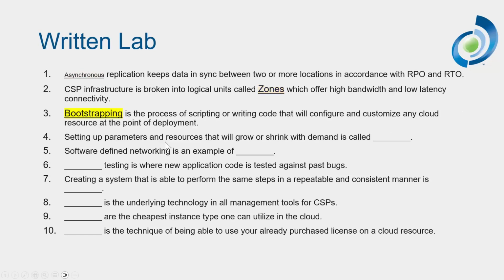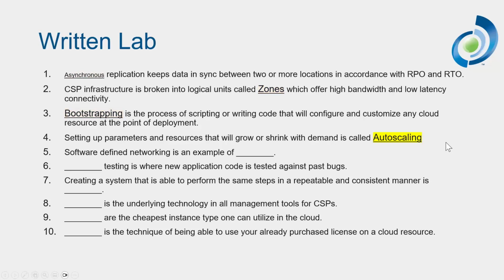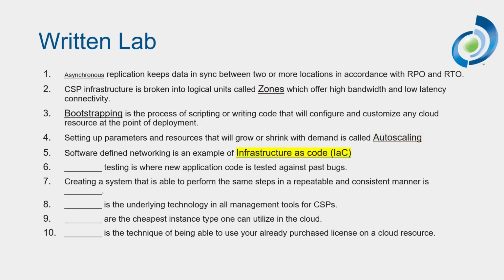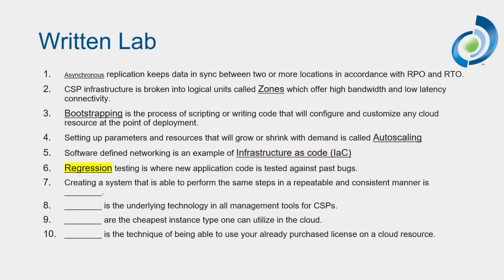Setting up parameters and resources that will grow or shrink with demand is called autoscaling. Software-defined networking is an example of infrastructure as code, or IaC. Blank testing is where new application code is tested against past bugs. Regression.